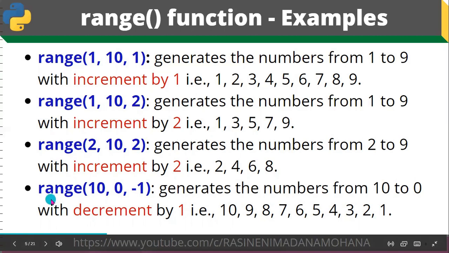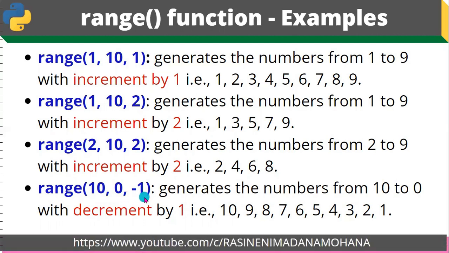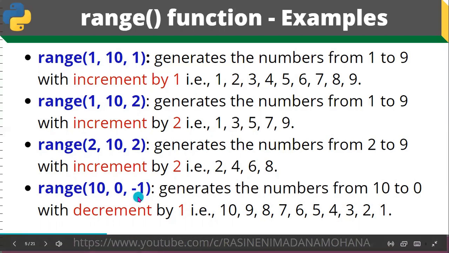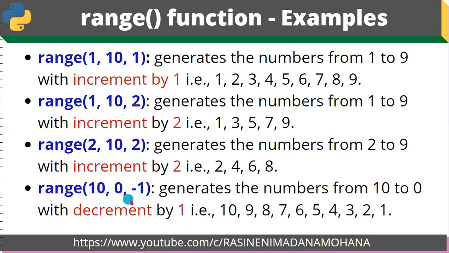Then another example, range of 10, 0, minus 1. The start value is 10, the stop value is 0, and the step or increment value is minus 1. That means from 10, it displays up to before 0. Before 0, what does it contain? 1 actually, with the decrement by 1.